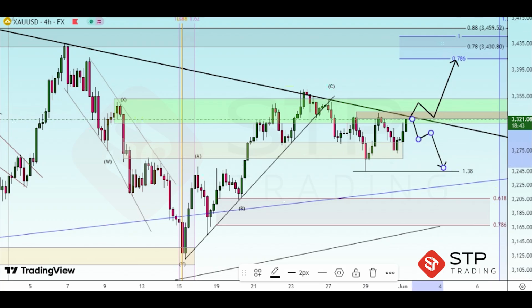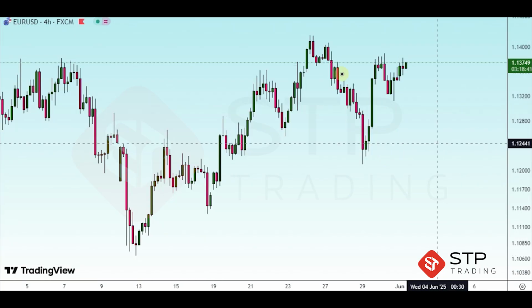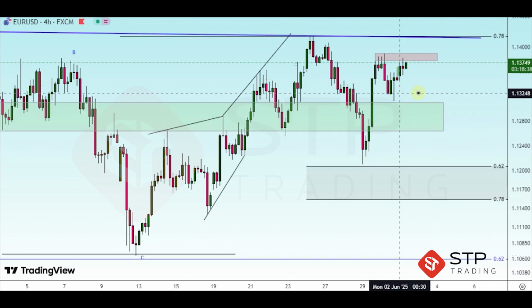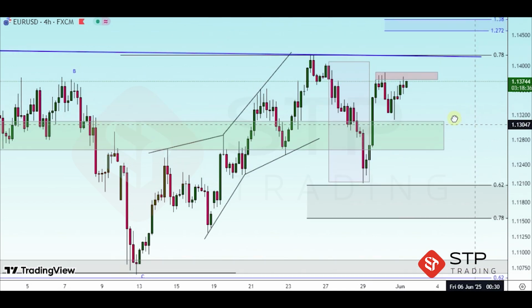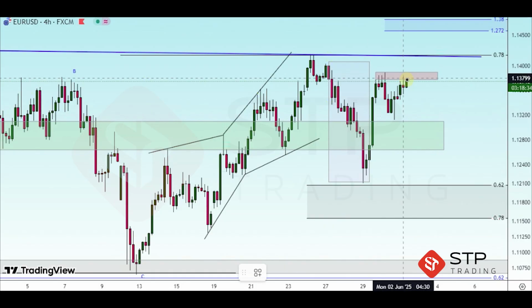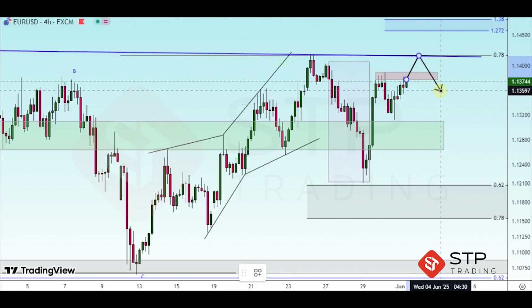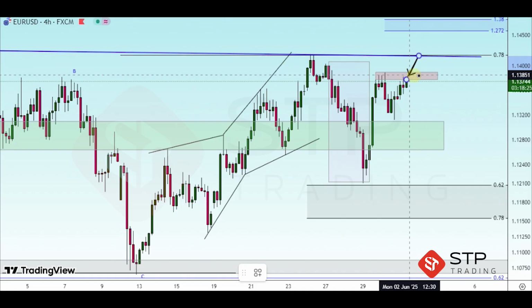Next, we have the Euro-USD chart. After completing the corrective move, we saw the beginning of an uptrend. This uptrend could continue by breaking through the resistance zone toward the resistance trend line. Any pullback after breaking the resistance could lead to a continuation of the upward trend.